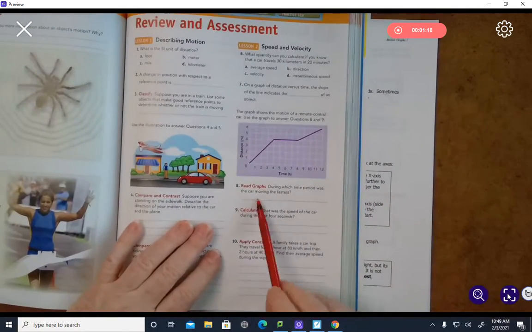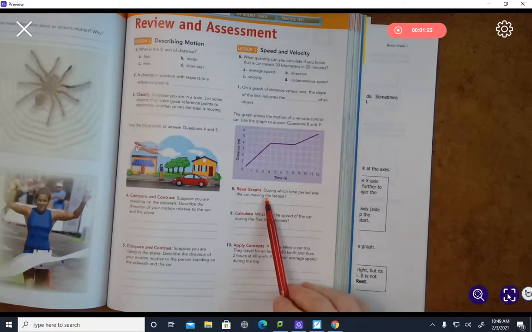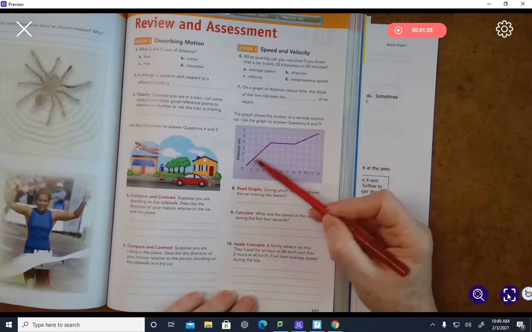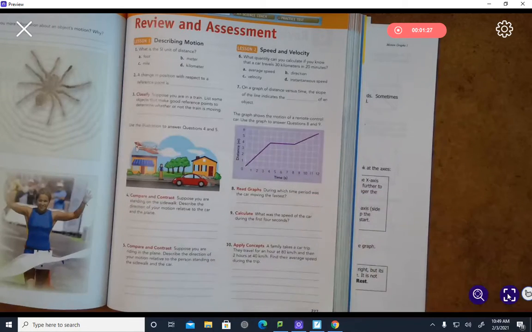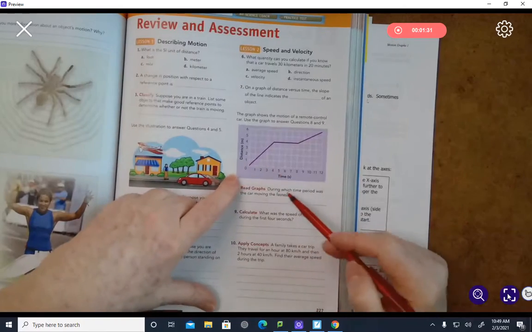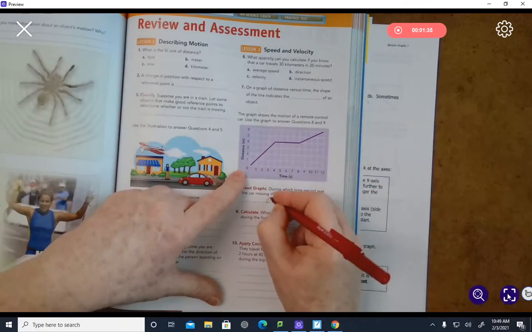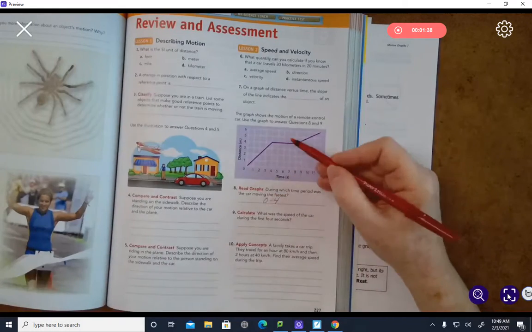Here, question 8 says, during which time period was the car moving the fastest? Now, since the slope, or what sixth graders would call the steepness of the line, is the speed, I would say when it first started. So between 0 seconds and 4 seconds would be the answer here. It would be the fastest.